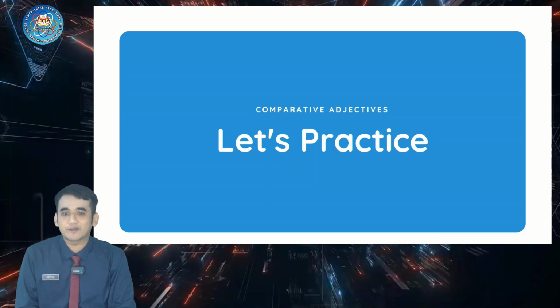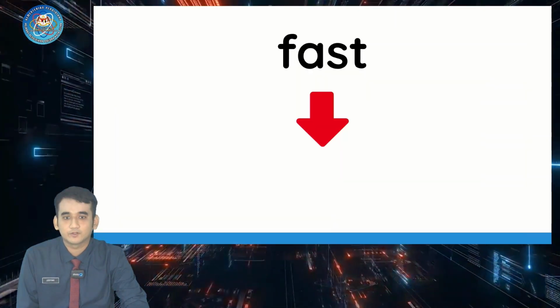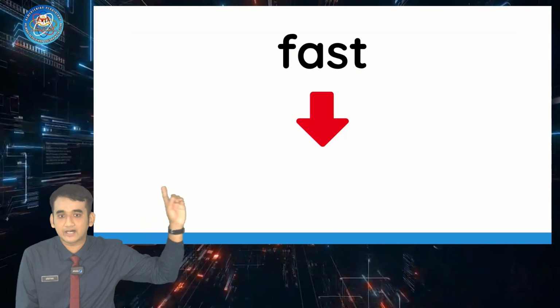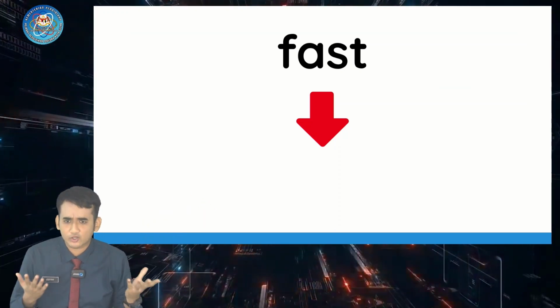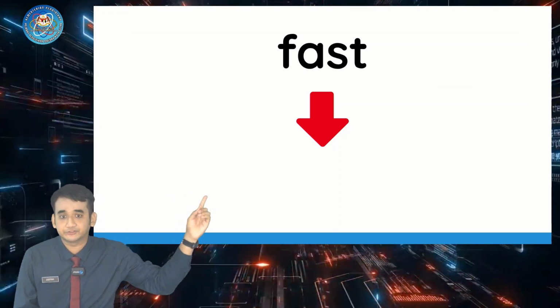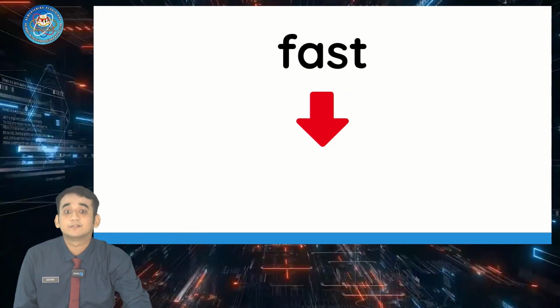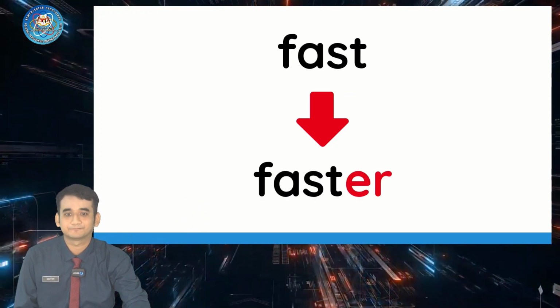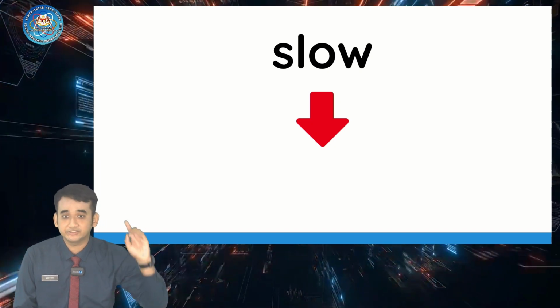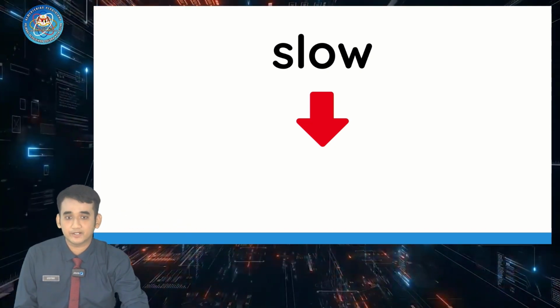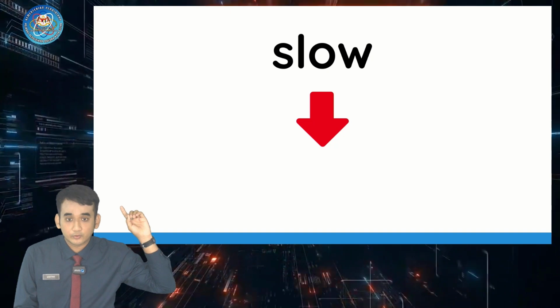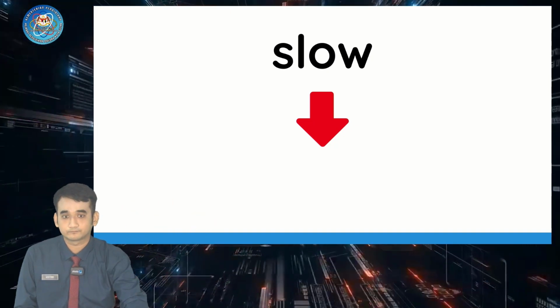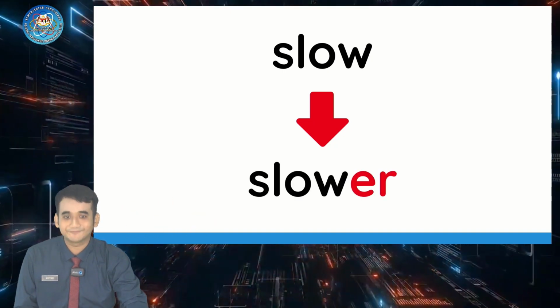Let's practice some comparative adjectives. So this is the word fast. What is the comparative adjective for fast? Faster. Good. Now, this is the word slow. What is the comparative for the word slow? Slower. Very good.